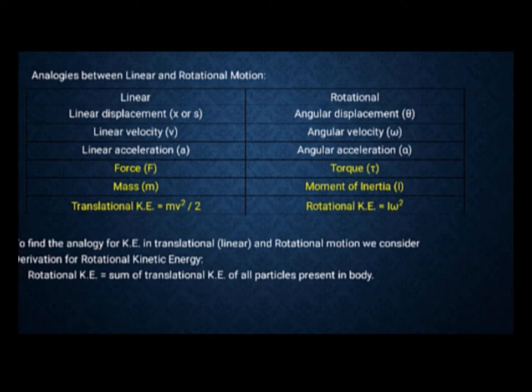In linear motion, we represent acceleration by small a, while in rotational motion, the angular acceleration is denoted by alpha. In linear motion, we call it force to change the position of an object, and in rotational motion, we call it torque. Similarly for mass and kinetic energy.